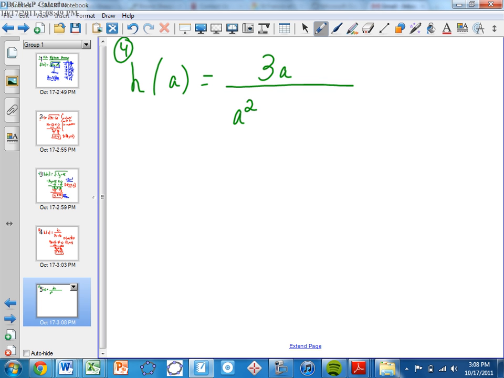Now, look at your denominator here and be careful. Now take a look at your denominator. It's no longer linear, it's now quadratic. Think about how to find the values of a in the denominator.